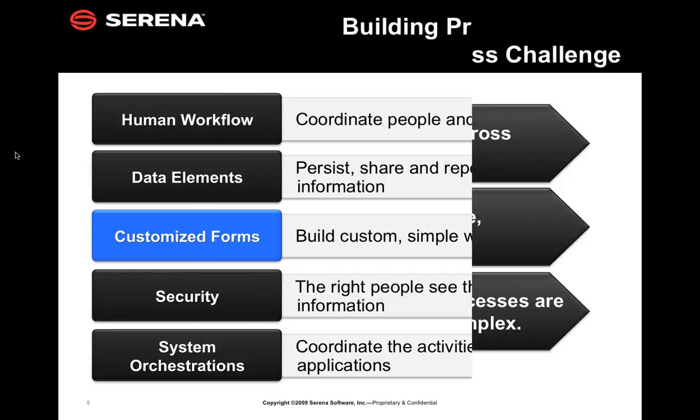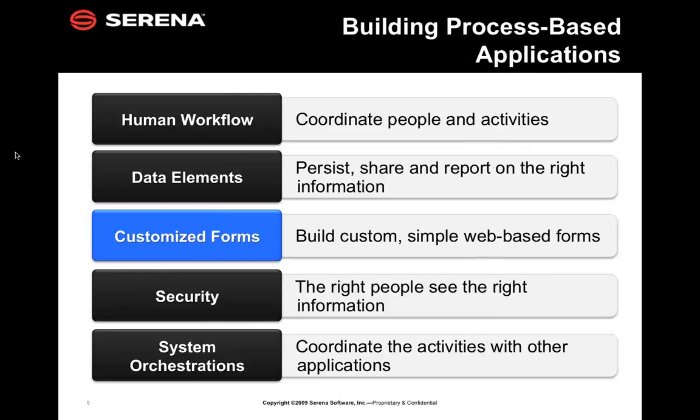So when you look at process-based applications, we see five main components around building those applications. Of course, highlighted in the middle there is what we're going to focus on today, but in order to get to that point, you have to start with the human workflow. What is the process that we're trying to build on and to put a UI on top of? There's an underlying process of how work moves between people, departments, teams of people.